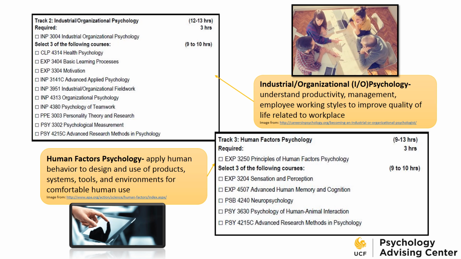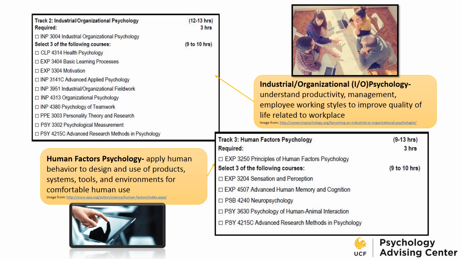For the industrial, organizational, or IO psychology track, it focuses on the understanding of productivity, management, employee working styles to improve quality of life related to the workplace. For this track, you will take the INP 3004 Industrial Organizational Psychology course and 3 of the electives listed.